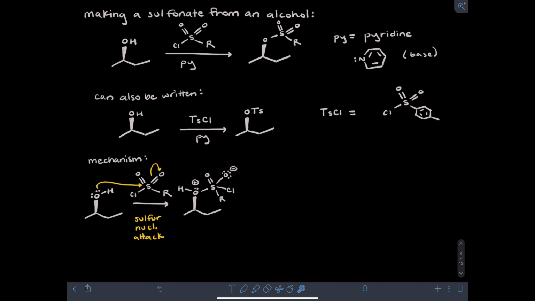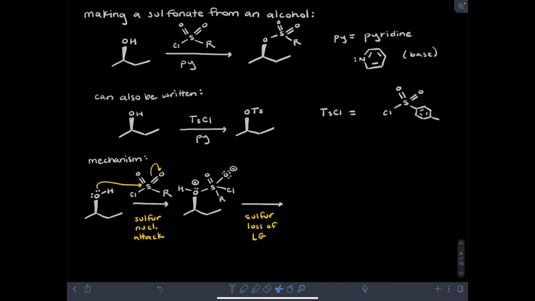This nucleophilic attack forms a new oxygen-sulfur bond. Oxygen has 3 bonds and a positive charge. Sulfur has a double bond to one oxygen, a single bond to an oxygen with a negative charge, and at this point it still has its R group and its chlorine.